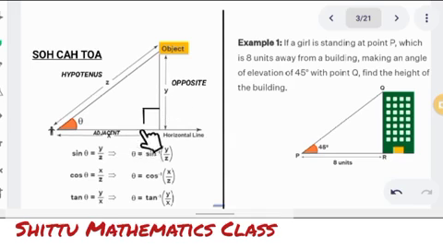So now these are the formulas you are going to be using. We have sine theta, cos theta, and tan theta. This is also the acronym here. Are you getting it now? That is SOH CAH TOA. That's what we are going to be using.